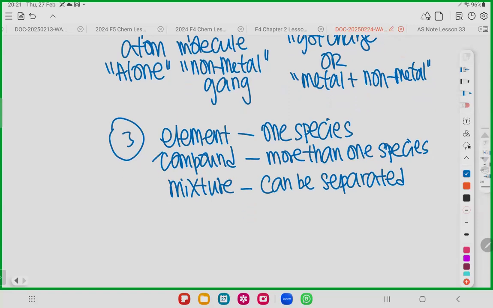Many students mess up compound and mixture. For a compound, you put things together, they combine and form something new, and it is very hard to separate. For a mixture, you put them together, they don't combine, and they can be separated easily.